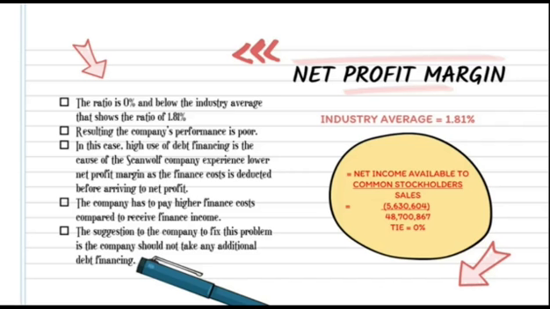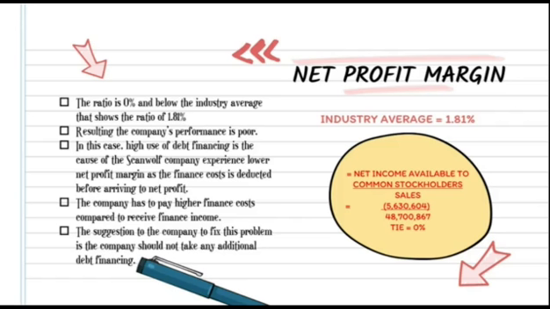The third one is net profit margin. From the calculation shown in the slide, this ratio is 0% and below the industry average, which shows a ratio of 1.81%, resulting in the company's performance being poor. Since the company was having too much operating expenses, it has led to lower net profit.